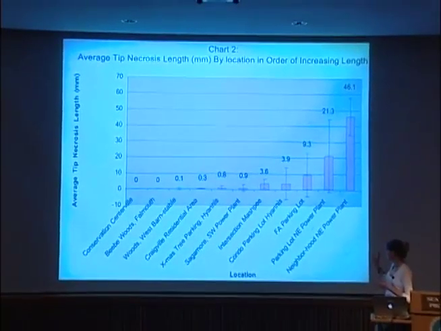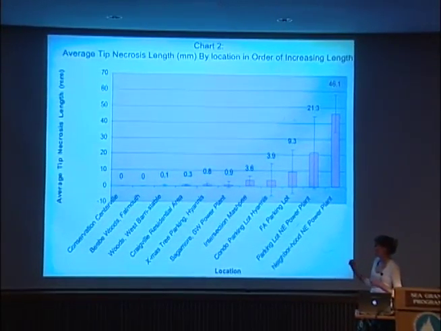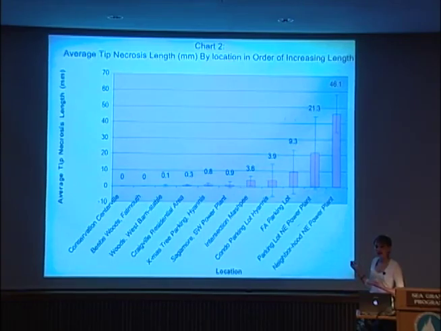This is the second chart. It's the tip necrosis, or death of the tip of the needle. So the more tip necrosis, the more unhealthy the tree. And you can see the locations fit really well with the hypothesis: on the right hand you have the neighborhood northeast of the power plant, parking lots and intersection. On the left, there's conservation land and woods.